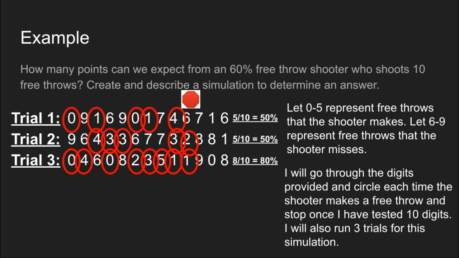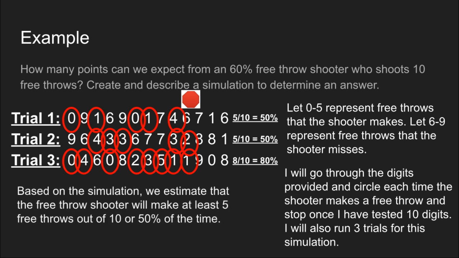Now, we just basically have to state our conclusion. So, boom. So, based on the simulation, we estimate that the free throw shooter will make at least 5 free throws out of the 10, or 50% of the time. So, when you're stating your conclusion, you always want to say based on the simulation. That is like a must because it is not absolutely what is going to happen. It's just an estimate. And then I like to put the at least 5 free throws because you know that will happen based off your simulation. You can't say anything about the 80% because that did not happen every time. But the 50%, it was at least 50% every single simulation did. So I would just make sure to put based on the simulation, and that's pretty much it.